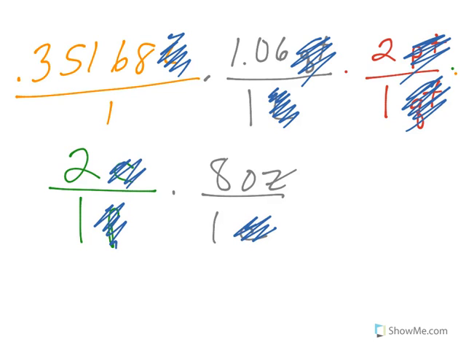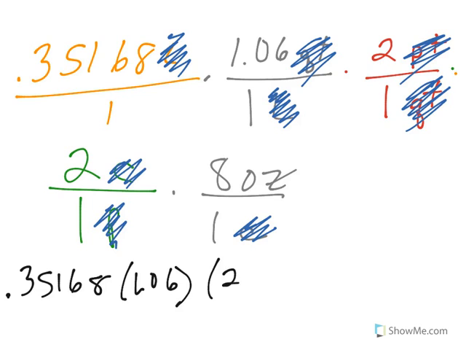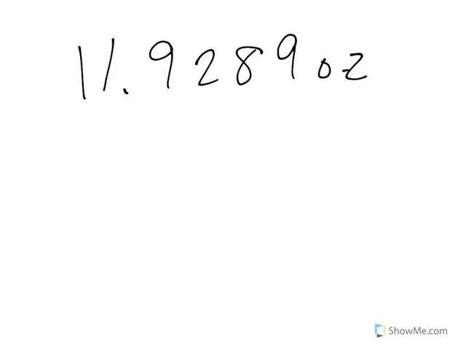So you'll notice you have ones all over the bottom. So really the math behind this is 0.35168 multiplied by 1.06 to go to quarts, multiply 2 to go to pints, 2 to go to cups, and 8 to go to ounces. And we would find our final answer to be 11.9289 ounces. Remember, you want to keep this as exact as possible. Drag these decimals out as far as possible before you make your final answer.